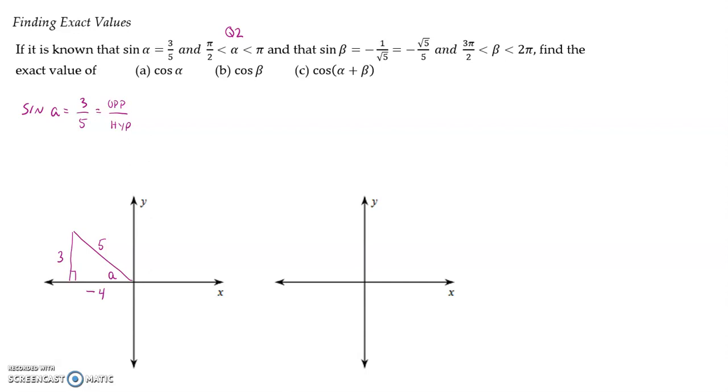And let's do the same thing with our information regarding angle B. They told us that B is between 3 pi over 2 and 2 pi, which is going to put angle B in quadrant 4. So let's draw our triangle in quadrant 4.